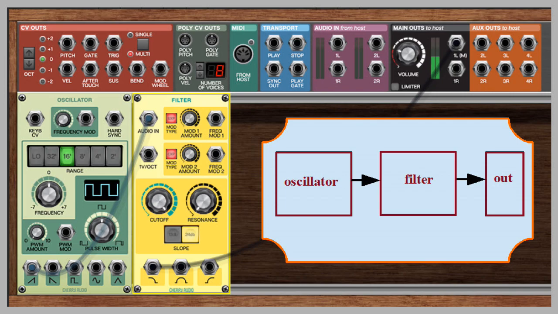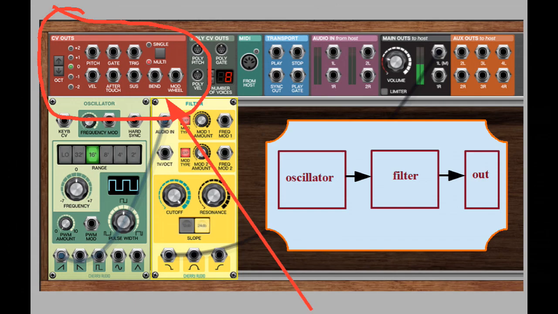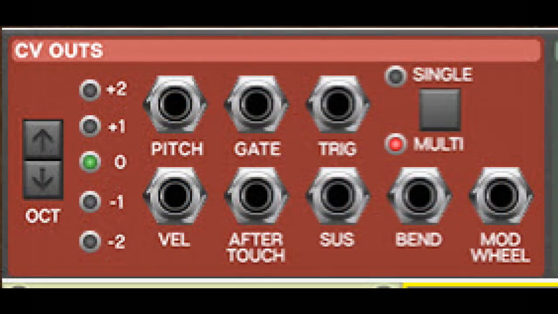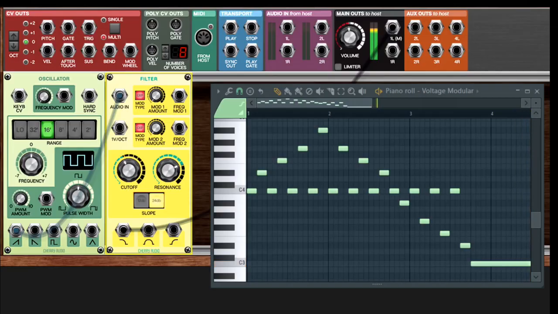But before having a look at these two modules, I'd like to lead your attention to the small red module in the upper left corner of the case. This module is the gateway from your DAW and your MIDI controller, for example, your MIDI keyboard. From here, we can feed in signals like a pitch and gate and a trigger and velocity and aftertouch and so on, which come from your DAW or controller, and use them in our modules. I use the pitch information to control the oscillator's pitch. I'm going to use the gate signal with the envelope generators later in this video. My DAW is playing a little tune, so the oscillator should produce the corresponding notes, and it does.